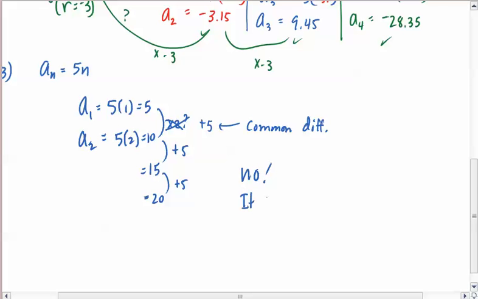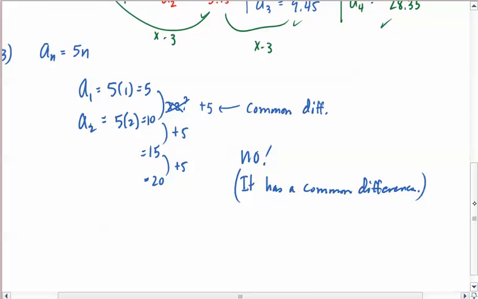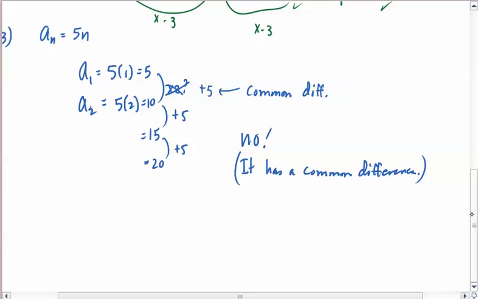It has a common difference. Okay, so I hope that's clear on how to tell if a sequence is a geometric sequence or not. And thanks for watching.